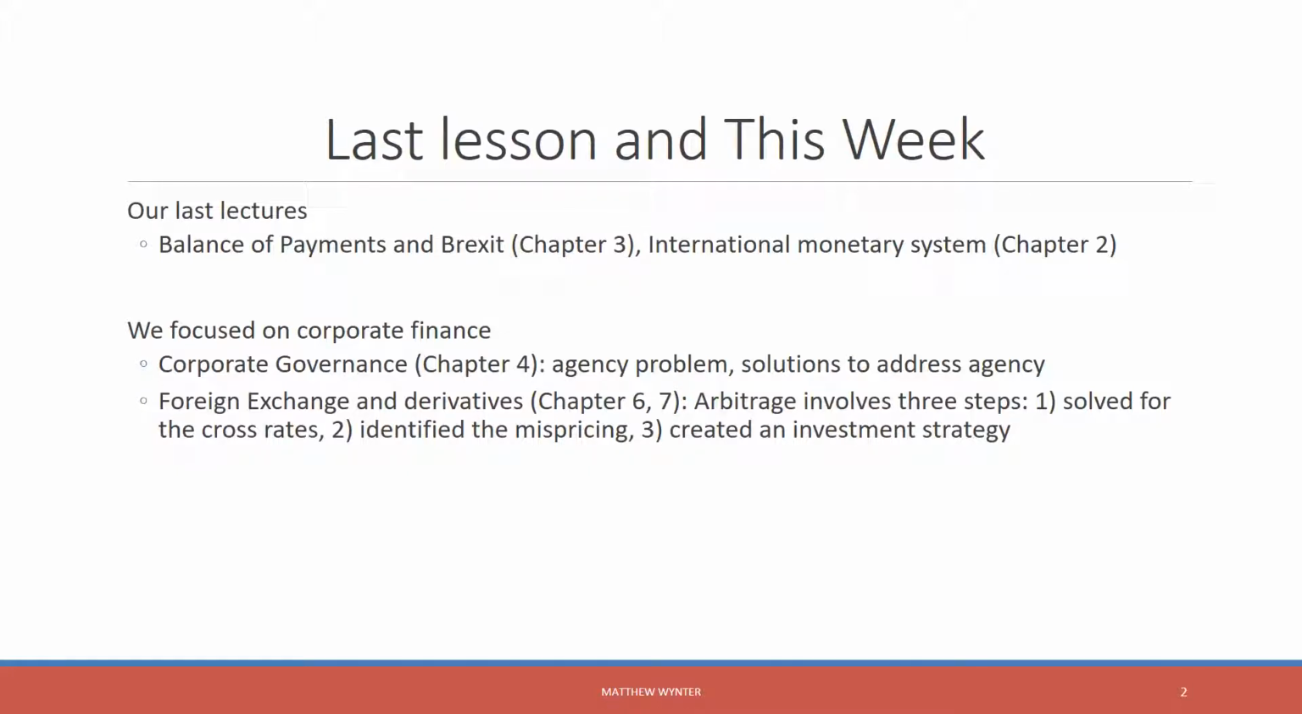In our last lecture, we shifted to foreign exchange and derivatives. Specifically, we identified arbitrage strategies. We said this involved 3 steps. We solved for our cross rates. Those were the exchange rates when we're not moving through the dollar, but the exchange rates that are implied across different currencies. We use those cross rates to identify mispricing. So if someone's offering an exchange rate that's not consistent with the prices that are available in the market, then we created an investment strategy to take advantage of the mispricing.